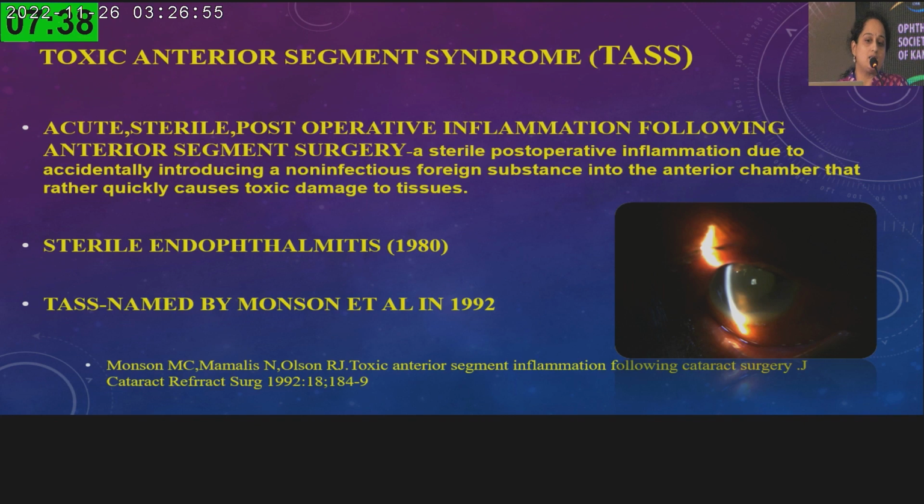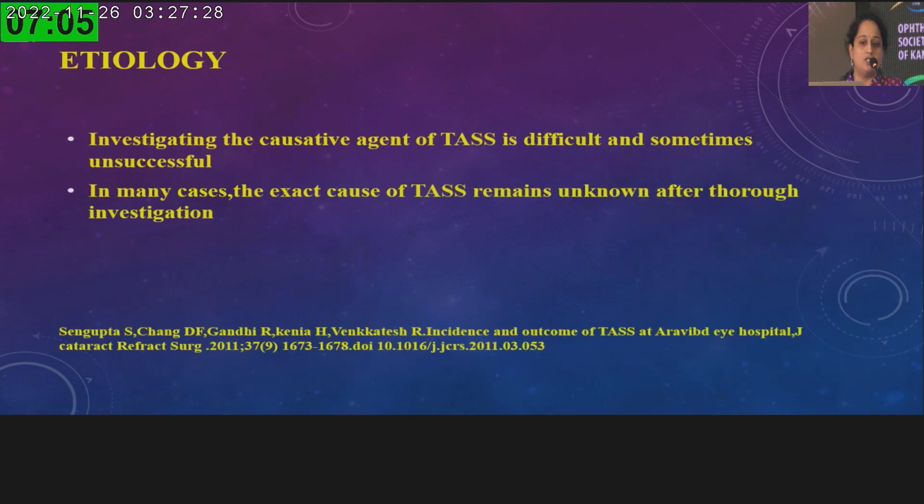So now what is TASS? It is an acute sterile post-operative inflammation following anterior segment surgery. Remember, if there is a traumatic surgery, or if the patient has a traumatic cataract, or you are operating on a patient with pre-existing uveitis, Fuchs or pseudoexfoliation, or in a situation where you use CTR or iris hooks, you can get excess inflammation. That doesn't come under TASS. This was known in the 1980s as sterile endophthalmitis, and it was renamed by Monson et al. as TASS in 1992.